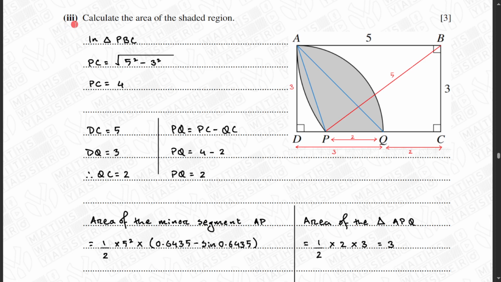For part 3, we need to calculate the area of the shaded region. In order to solve this, we can draw a few extra lines and figure out the solution. I have already explained that if this is 5, this is 5. And if this is 3, because of the rectangle, this will also be 3. Now let's focus on the triangle PBC, which is this right angle triangle. With the help of Pythagoras, PC is equal to the square root of 5 squared minus 3 squared, and that gives us PC is equal to 4.